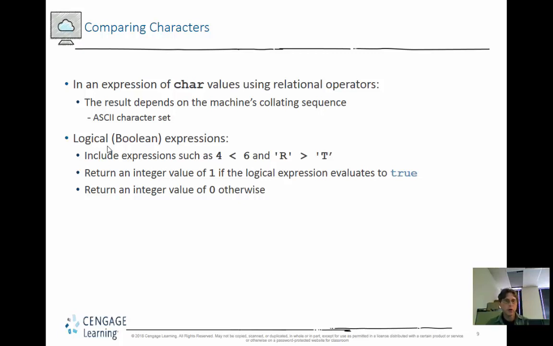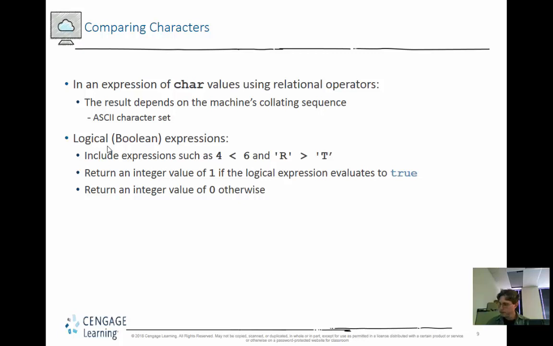Okay? So if you were doing something like capital R is greater than capital T, what's that actually doing? Capital R has an ASCII value of 82. Capital T has an ASCII value of 84, right? So it's actually comparing, is 82 greater than 84? No, it's not. So that's false.